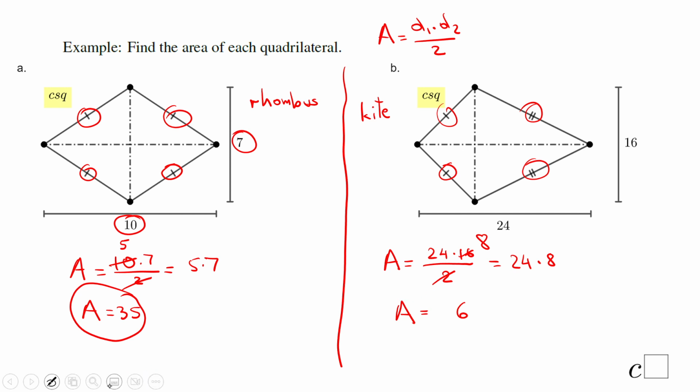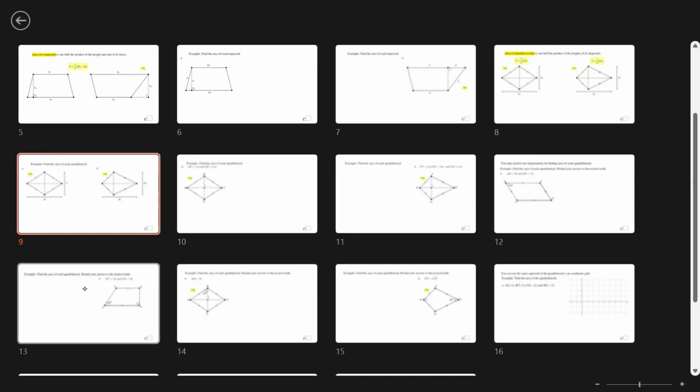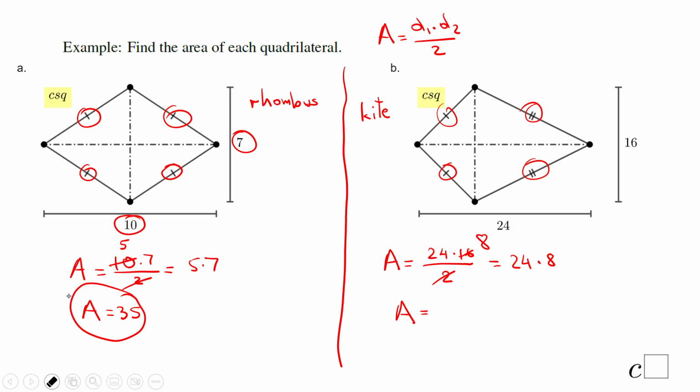I'm sorry, 8 times 4 is 32, not 36. Okay, 32, and 8 times 2 is 16, so 192.